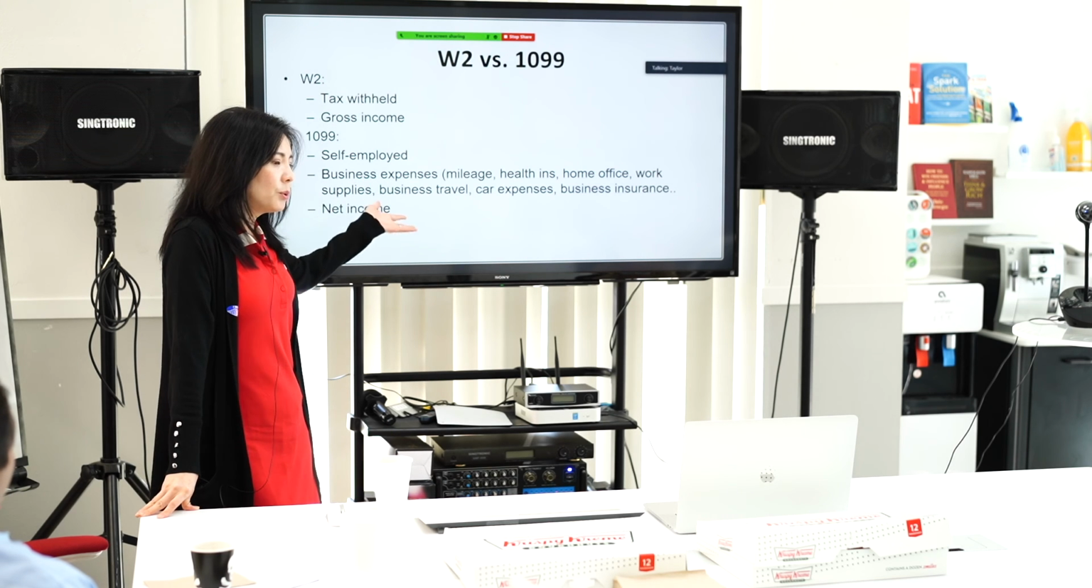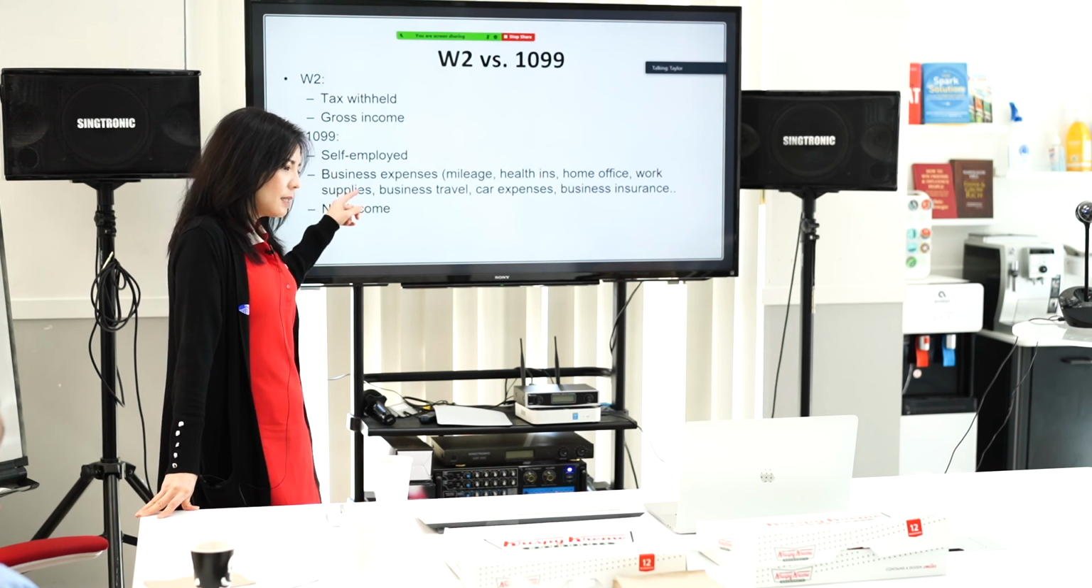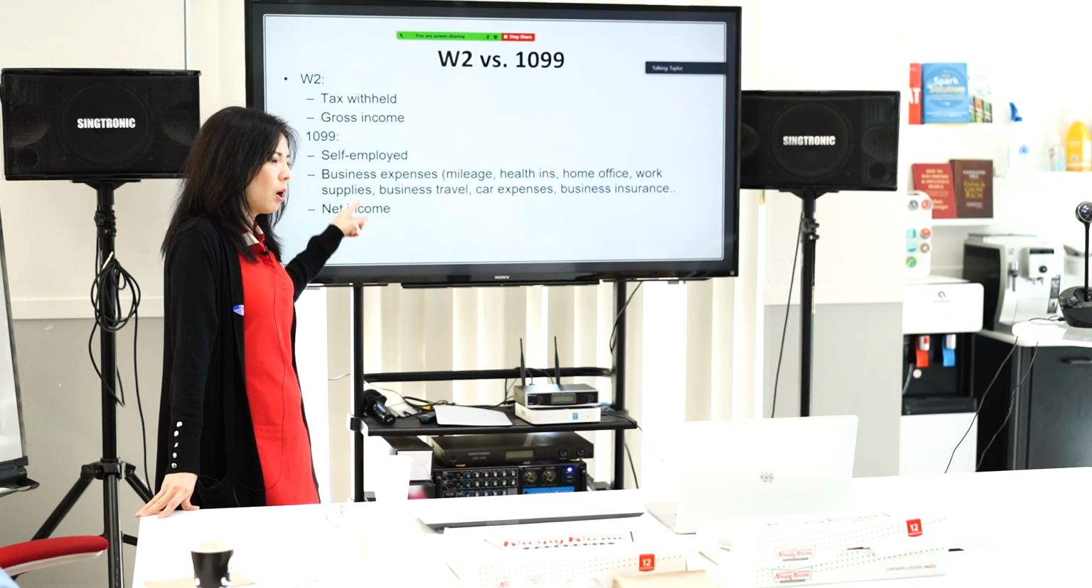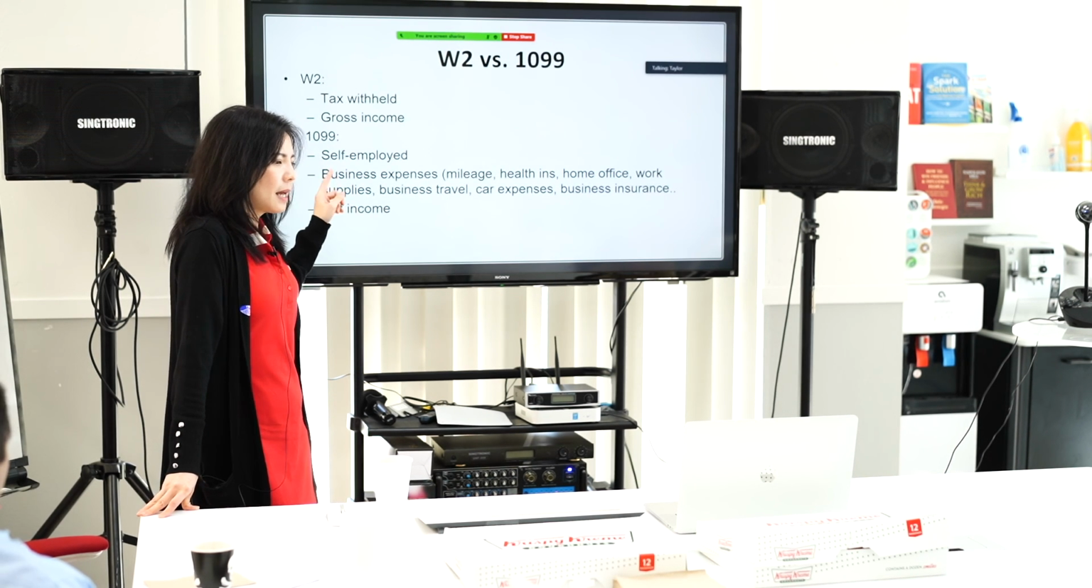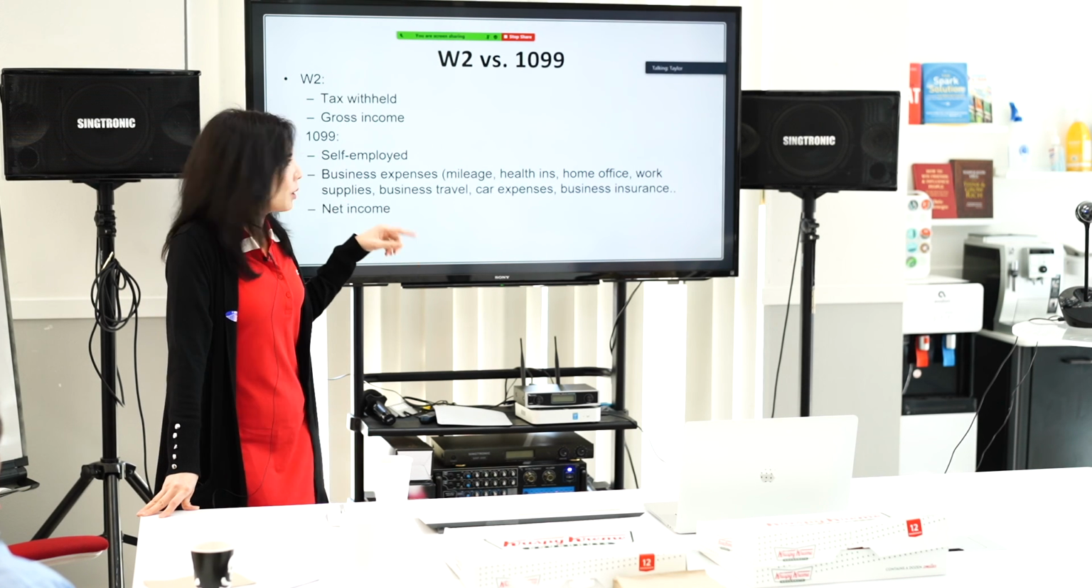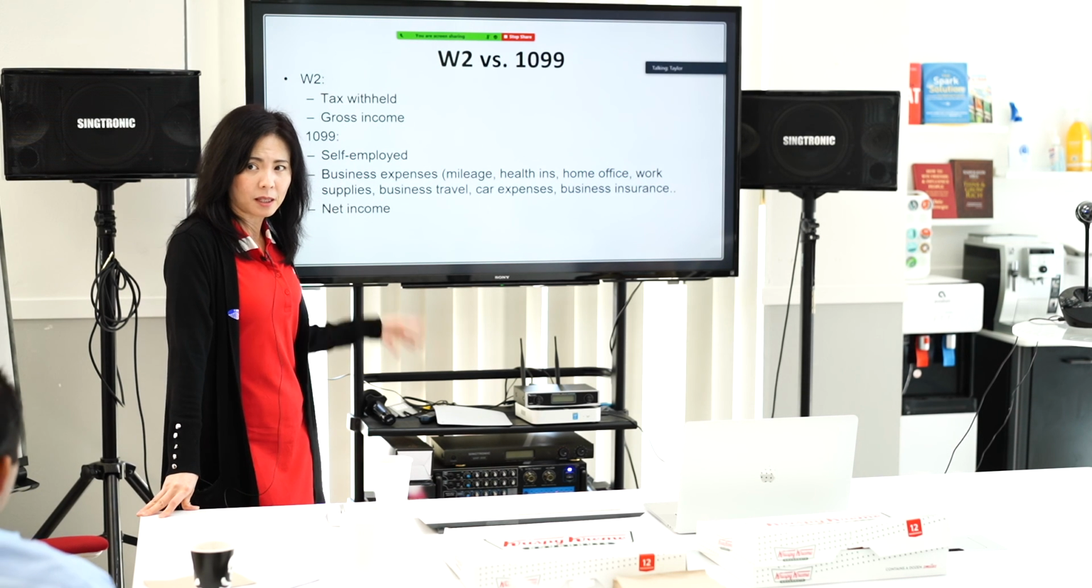Yeah, so when we do 1099 income, we need to take into account all the business expenses. And we use the net income. We don't use the 50,000 like we see in the 1099 form.